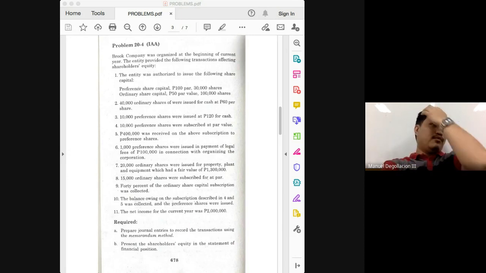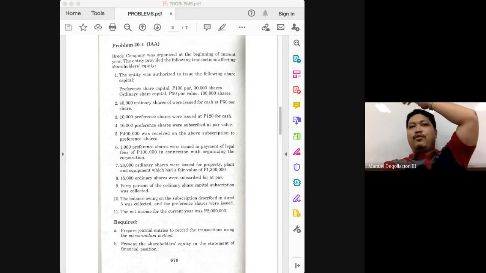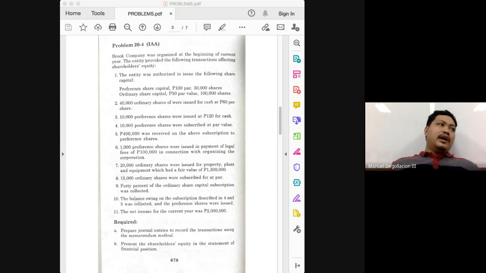What's the complete entry for number 2? Debit, cash 2.4 million, credit, ordinary share capital 2 million, and credit share premium for 400,000. Okay. Number 3, 10,000 preference shares were issued at 120,000 for cash. Again, do we know that these were fully paid? Yes, because it states that they were already issued. Shares can only be issued once they are fully paid.